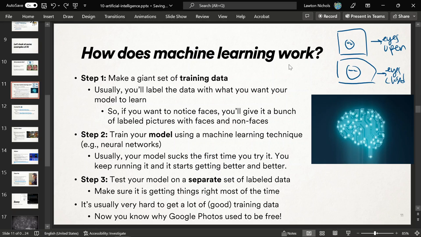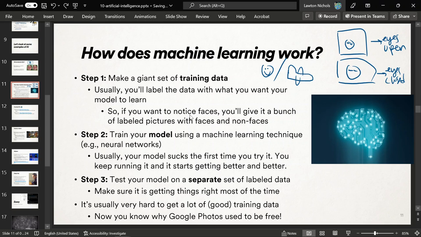You also have to give it a bunch of pictures of things without faces, because it might just decide eyes are closed or eyes are open even if you give it a picture of an airplane. So you have to give it pictures of faces and non-faces, both. And you'll label them: their eyes are open, their eyes are closed, there's no face in this picture, something like that. Give millions of pictures just like that.